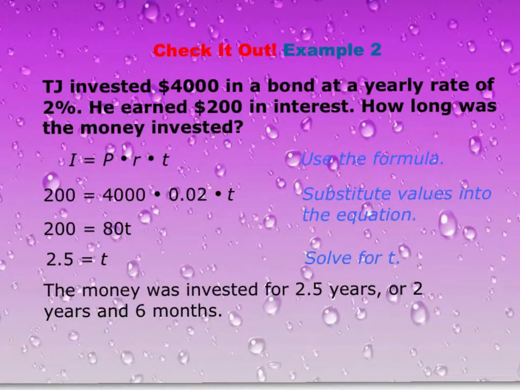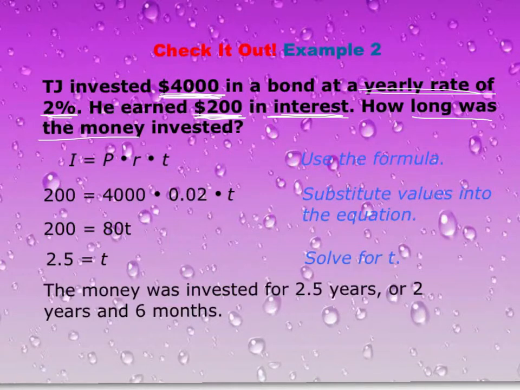Let's check out a second example. This is an example for TJ, who invested $4,000 in a bond. So this is the other way. TJ is not borrowing, but instead he is investing his money in a bond at a yearly rate of 2%. And he earned $200 in interest. Okay, so this looks like we might have to work backwards because they told us how much he earned in interest. He earned $200 in interest. So how long was the money invested? Oh, okay, so we're looking for how long was the money invested.